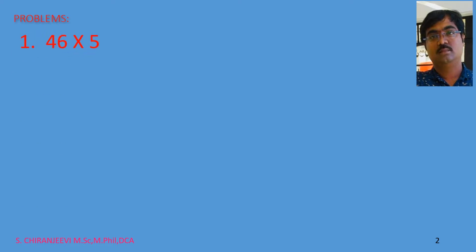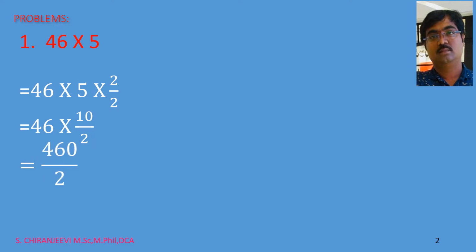46 into 5. See here, for this, if I multiply and divide by 2, it will become 46 into 5 into 2 divided by 2. In the next step, 5 into 2 will become 10. So this will be in the form of 460 divided by 2. What is 460 by 2? It is 230.